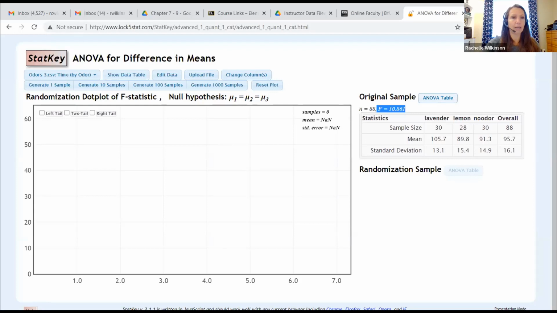Everybody do okay figuring out how to make it do that F test for us? All right, good. So we have this test statistic, but unfortunately, StatKey doesn't just come right out and give us the p-value for it. I wish it did, but it doesn't. So we're going to have to find the p-value ourselves, the same way we did with that Cuckoo bird data. So write down the test statistic, F equals 10.861.